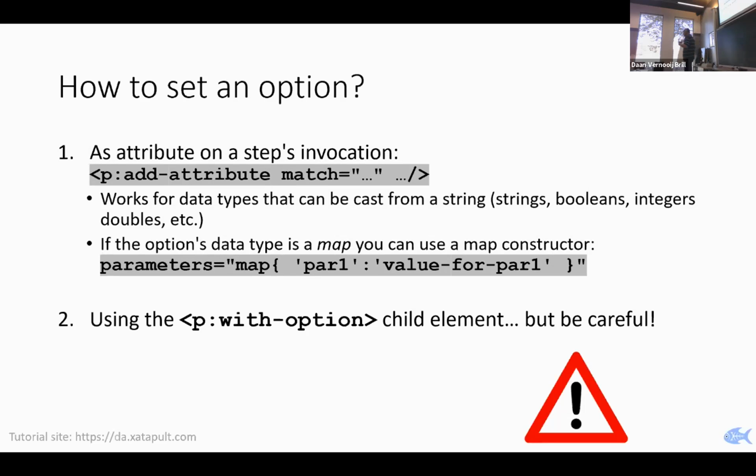How can we set an option? We've already done it, so we know it, right? We can set options by putting an attribute on the step invocation, like we did with match and attribute name and attribute value in our examples so far. However, that works for data types that can be converted from a string. So if your option, for instance, is type integer, then you must make sure that what you put in that attribute can be cast to an integer. Otherwise, I think it wouldn't work.